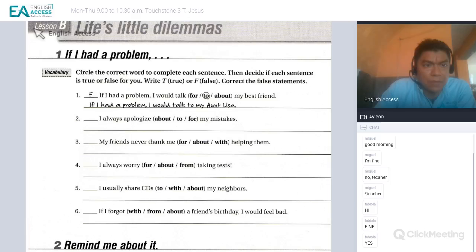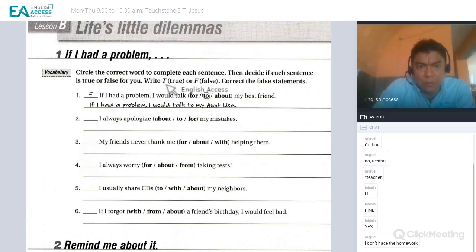It says, Life's Little Dilemmas. If I had a problem, circle the correct word to complete each sentence. Then decide if each sentence is true or false for you. Write T for true or F for false and correct the false statements.